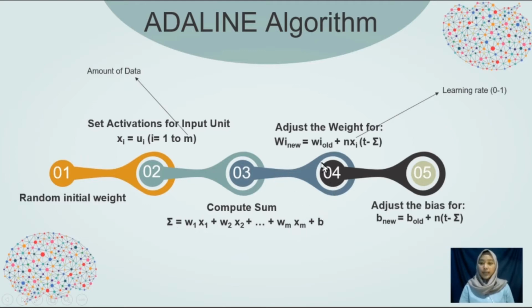The fourth step is to adjust the weight. We get the value of the weight by using this formula: W new equals W old plus n, where n is the learning rate, times x times the t minus sum. And the last step is to adjust the bias. To know the value of bias, we can use this formula: B new equals B old plus n times t minus sum.